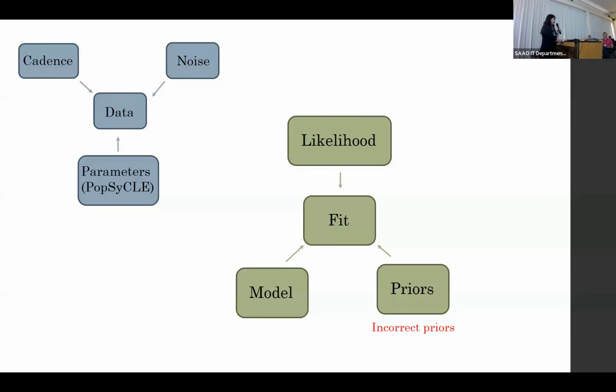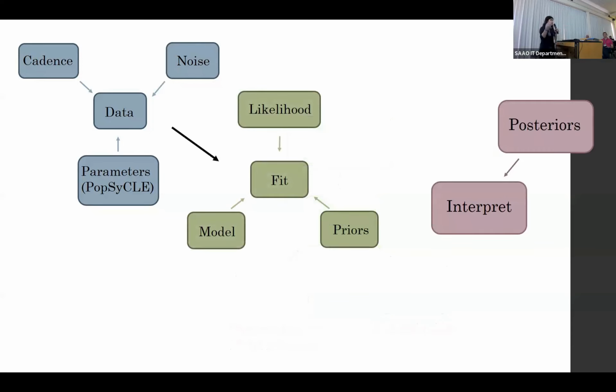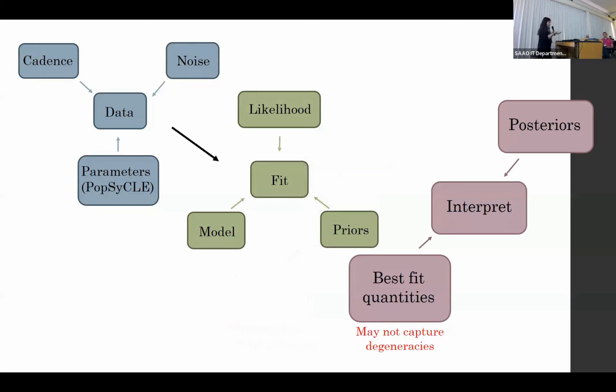There's the actual model. There can be numerical issues in those models. And there can also be mismatches between the true microlensing event that you're trying to fit and the type of model that you're fitting it with. And finally, there's the interpretation. There are the posteriors that show you in fully gory detail all the different parts of your results. There are also best fit quantities that might be easier to work with when you have a whole host of microlensing events, but that may not capture all the degeneracies in the parameter space.